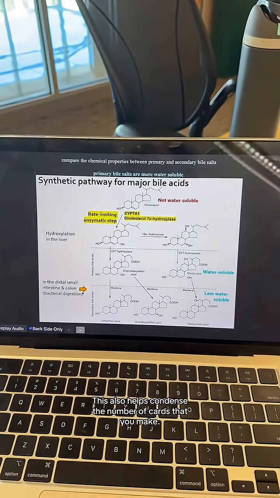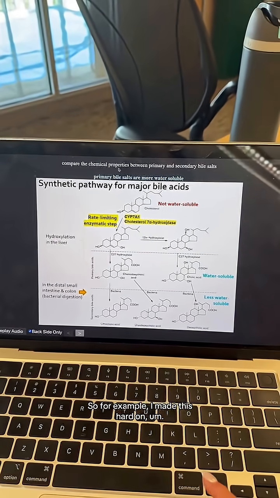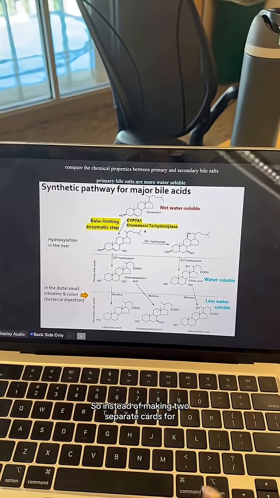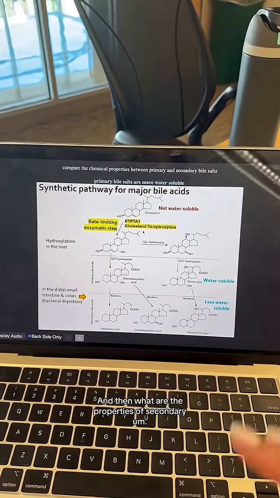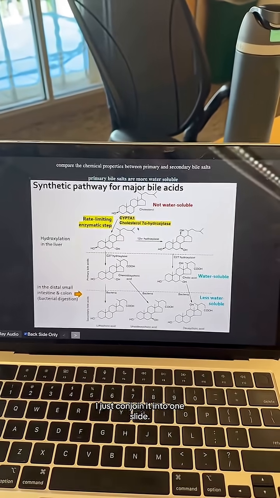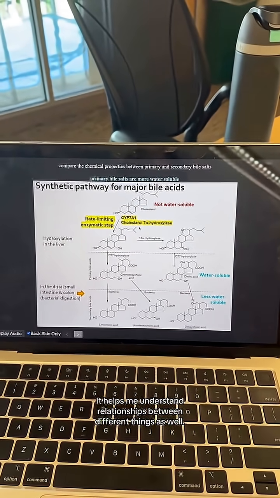This also helps condense the number of cards that you make. So for example, I made this card on comparing the chemical properties between primary and secondary biosolids. So instead of making two separate cards for what are the properties of primary biosolids and then what are the properties of secondary, I just conjoin it into one slide. And then this way, it helps me understand the relationships between different things as well.